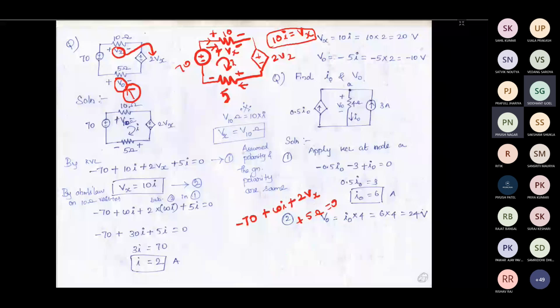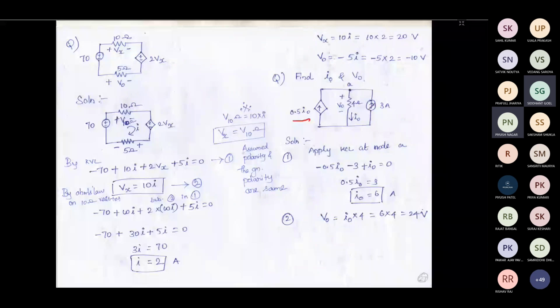So let us see one more problem. Here we are having a current controlled current source. Here this current is 3 ampere. Then we are having a source here. This is the current controlled current source. The current I naught is going to decide the magnitude of this current source. For this, till now we had applied KVL. Now we can apply KCL. The sum of the currents at the node is equal to 0, right? So here you can apply, just a minute.